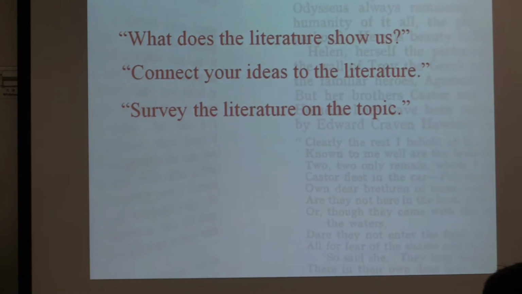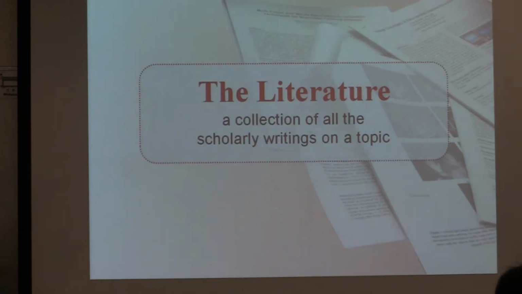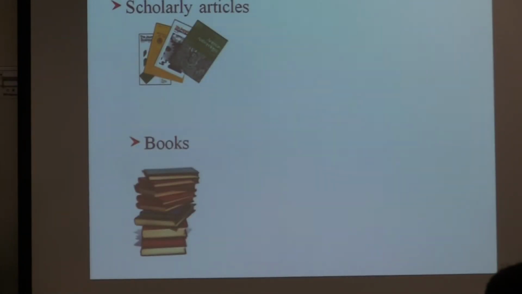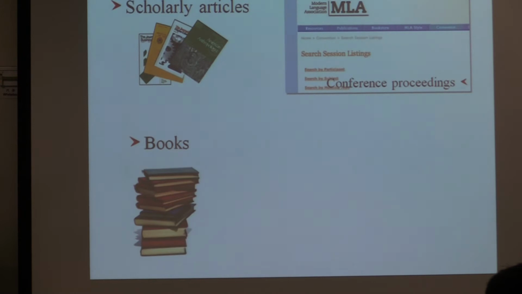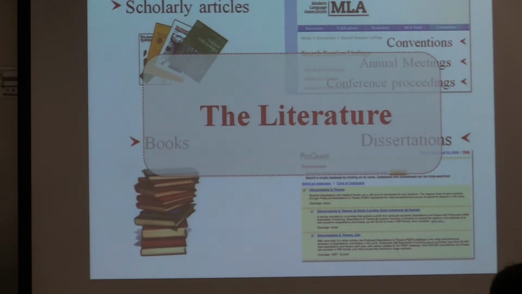Well, before you can review the literature, you need to make sure you know what is meant by the literature. A good definition of the literature is that it is a collection of all the scholarly writings on a topic. These writings can be in the form of scholarly, peer-reviewed articles, books, and other sources like conference proceedings. These may be called annual meetings or conventions. The literature also includes dissertations written by other graduate students. Collectively, these make up the literature.